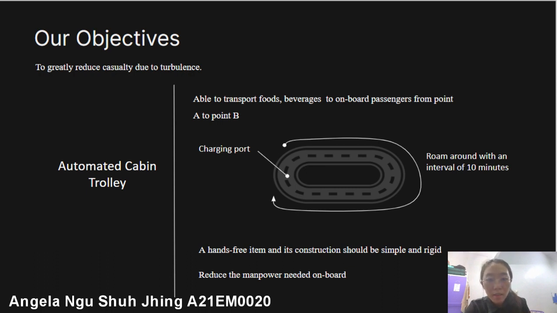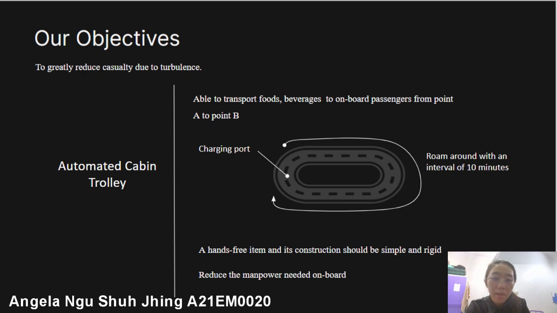So basically, our product will be able to transport food and beverages to onboard passengers from point A to point B. It is designed to be applicable for both wide and narrow body aircraft. Initially, the trolley will be resting at its charging port. When called upon, it will move to the designated location. After the passenger is done retrieving the item, the trolley will return to its charging port automatically.